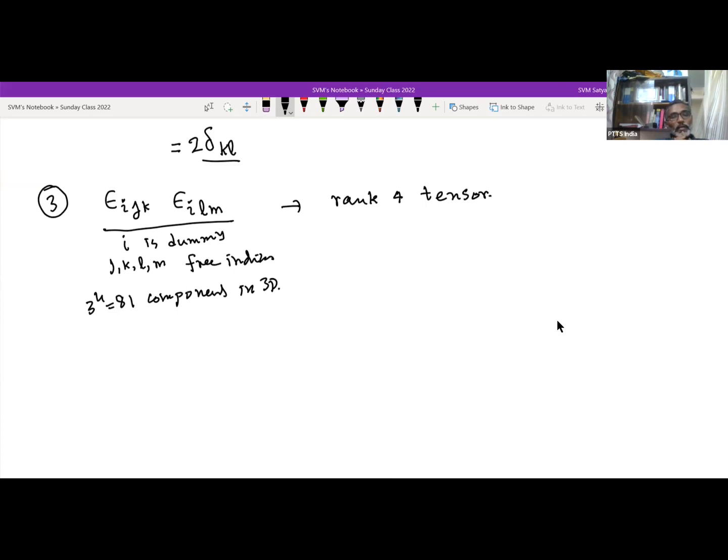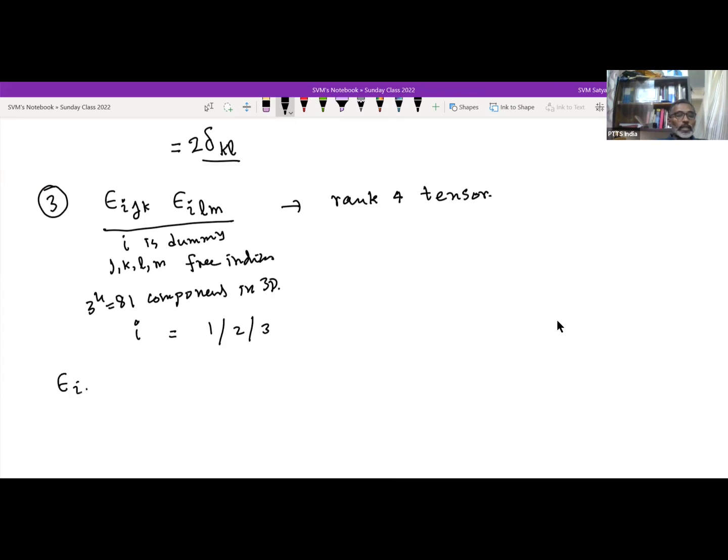Okay. Now how do I? So now you can see whatever is your dummy index, i, will be 1 or 2 or 3. Correct? So let us look at that.